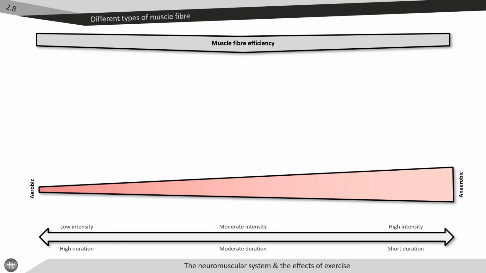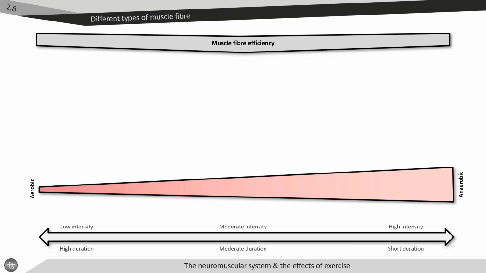Before we take a look at the suitability and adaptations of muscle fibre types to training stimulus, it's important to know that muscle fibre types cannot be converted into each other. Slow twitch will always remain slow twitch, and fast twitch will always remain fast.